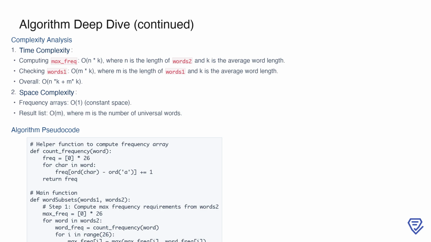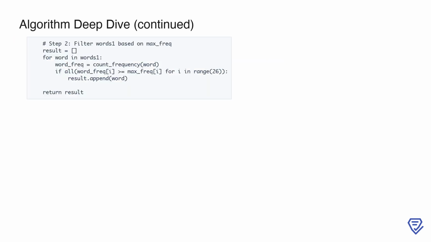Now, let's break down the core implementation using pseudocode. The implementation begins with the helper function count_frequency, which takes a word and computes its frequency array. For the main function, we first calculate the max_frequency array by iterating over each word in words 2 and updating the maximum frequency for each character. Then, we filter words 1 based on these requirements.